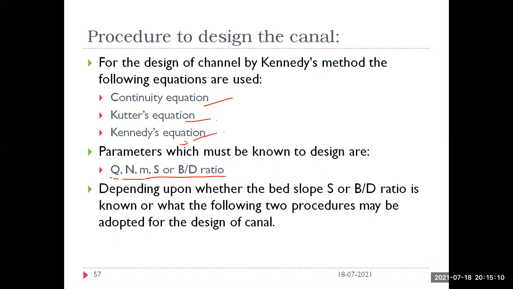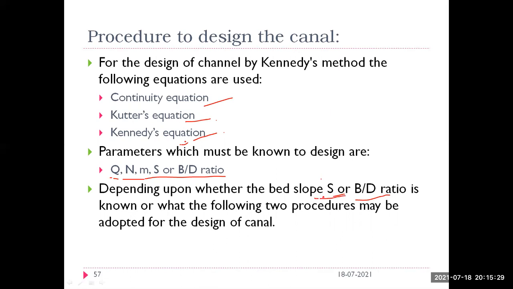Depending upon the given values, there are two cases, two procedures. Basically, the procedure to design a canal using Kennedy's method is divided into two categories based on the given value, that is, whether the bed slope is given or the B by D ratio is given.